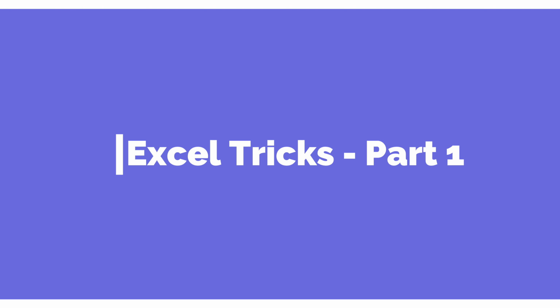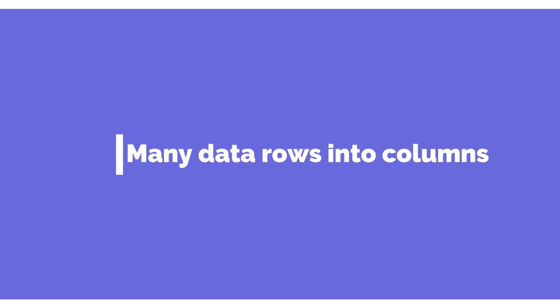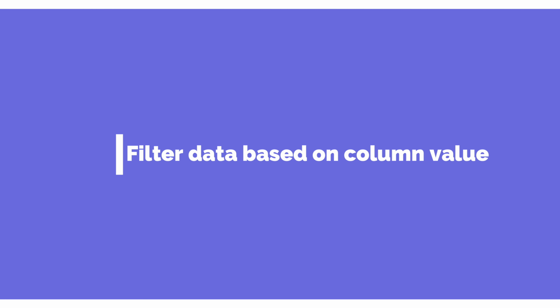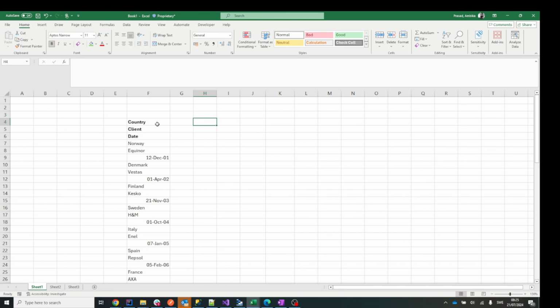Today we are going to learn two life-saving Excel tricks. First one, how to arrange many data rows into columns. Second one, how to filter data based on value. Let's start. I have some data: client, country and date.